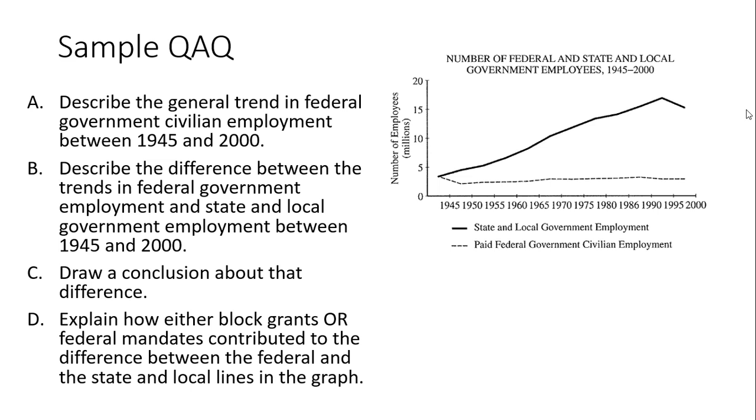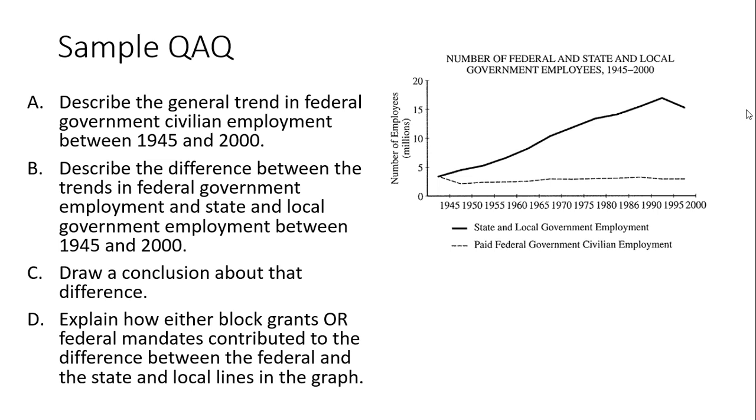Here, part A says, describe the general trend in federal government employment between 1945 and 2000. Now, general trend means don't describe the nuances of the line. Don't write something, and I get this a lot: well, in 1945, it was around 3 million. Then it dropped slowly, and then it kind of steadily went up. And then it looked like it went up a little more in the late 60s, and then it flattened out for a while. And then it slightly went down in the 90s. That is not a general trend.